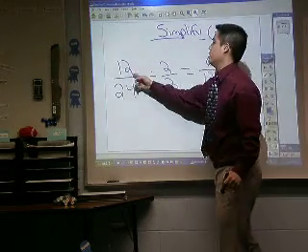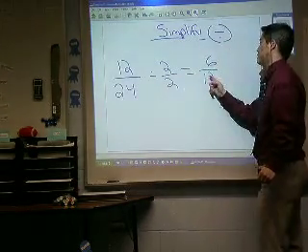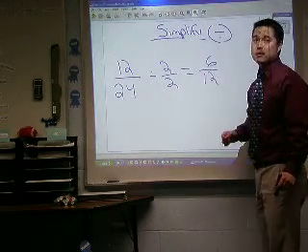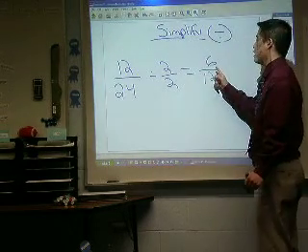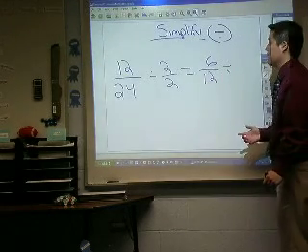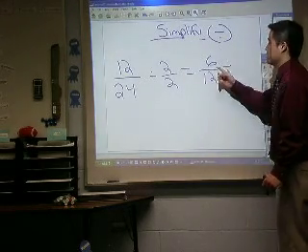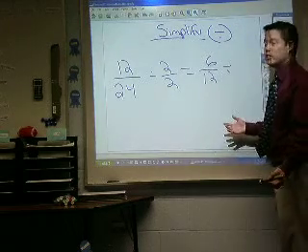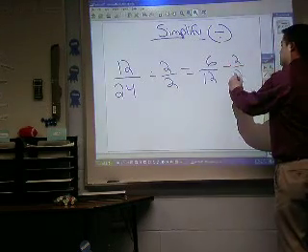I know that 12/24 is also equivalent to 6/12, but it's not in simplest, smallest form. You would not get credit for this answer. So you have to go ahead and simplify it again by finding a factor that goes into 6 and 12. Well, I also know that 2 goes into 6 and 12.